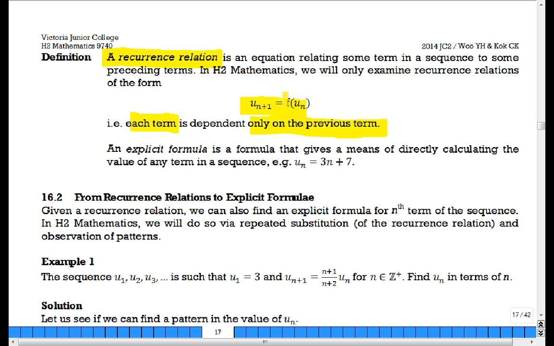We contrast the recurrence relation with an explicit formula. An explicit formula is expressed in terms of n only. It's explicit, which means if I give you 10, you know the 10th term. But with a recurrence relation, the 10th term depends on the 9th term, so you must know the 9th term before knowing the 10th term.